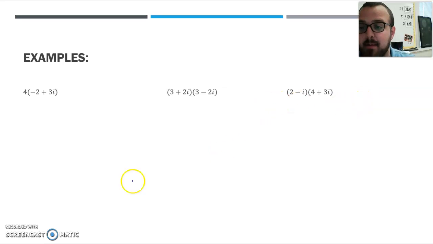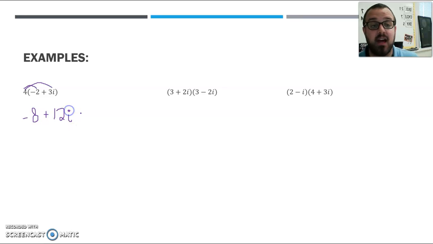So, for example, we have right here 4 times -2 plus 3i. The very first thing we do is we would distribute, so we would have -8 plus 12i. Now, there's nothing else for me to simplify here. That's pretty much all I can do. There's my answer. There's my complex solution that I would get.